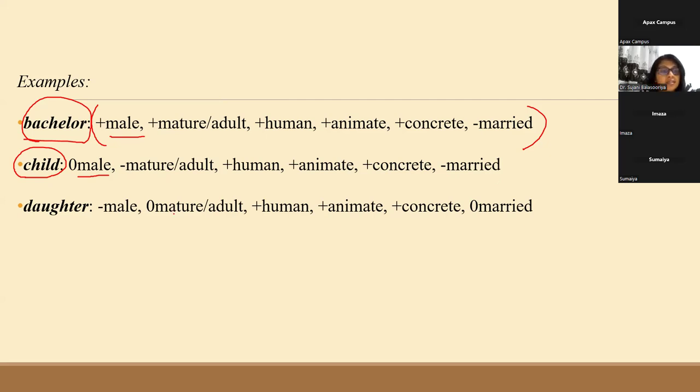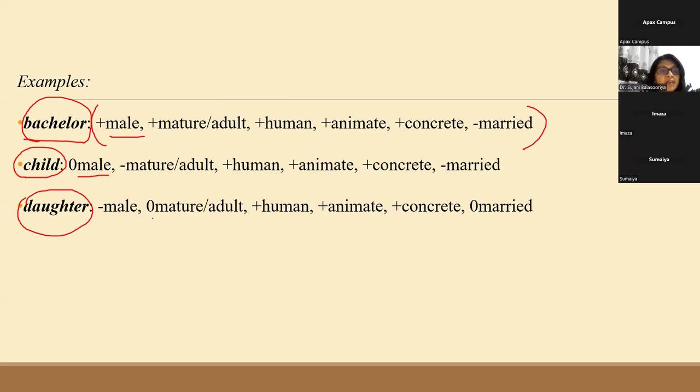Minus married. And when you identify the semantic features of daughter, see how the semantic features are presented here. Minus male, you understand that, right? Daughter, we use the word daughter to indicate a girl child, right? So therefore, minus male.